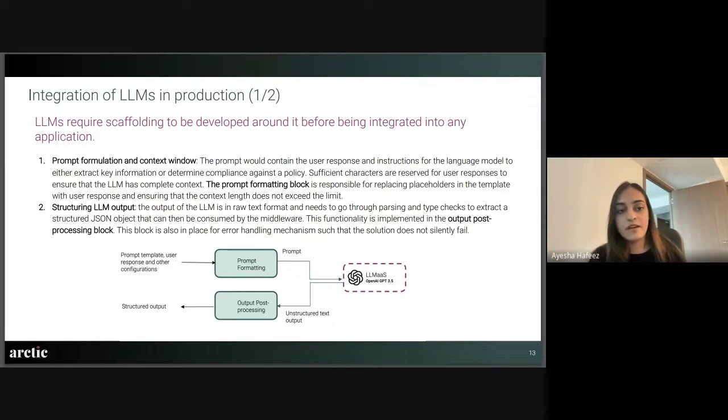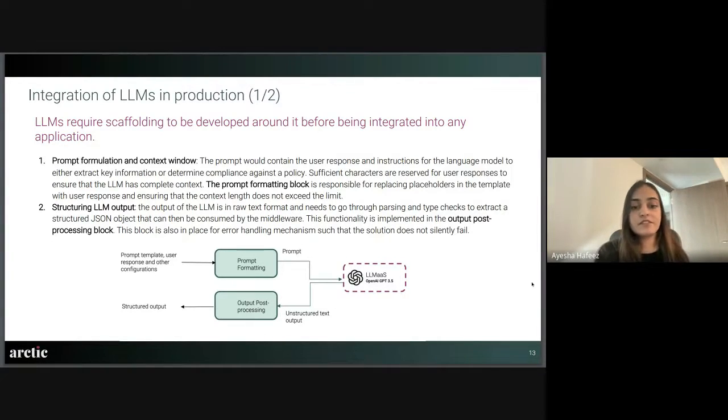And as this formatted prompt is passed into the LLM service, it returns an output as unstructured text. So it is equally important to post-process the output and structure it in a format that is readable by the middleware. That is where this functionality comes from. This block is also responsible for any error handling in case the model silently fails. So when we're extracting entities of certain data types, those type checks are included in the post-processing block.